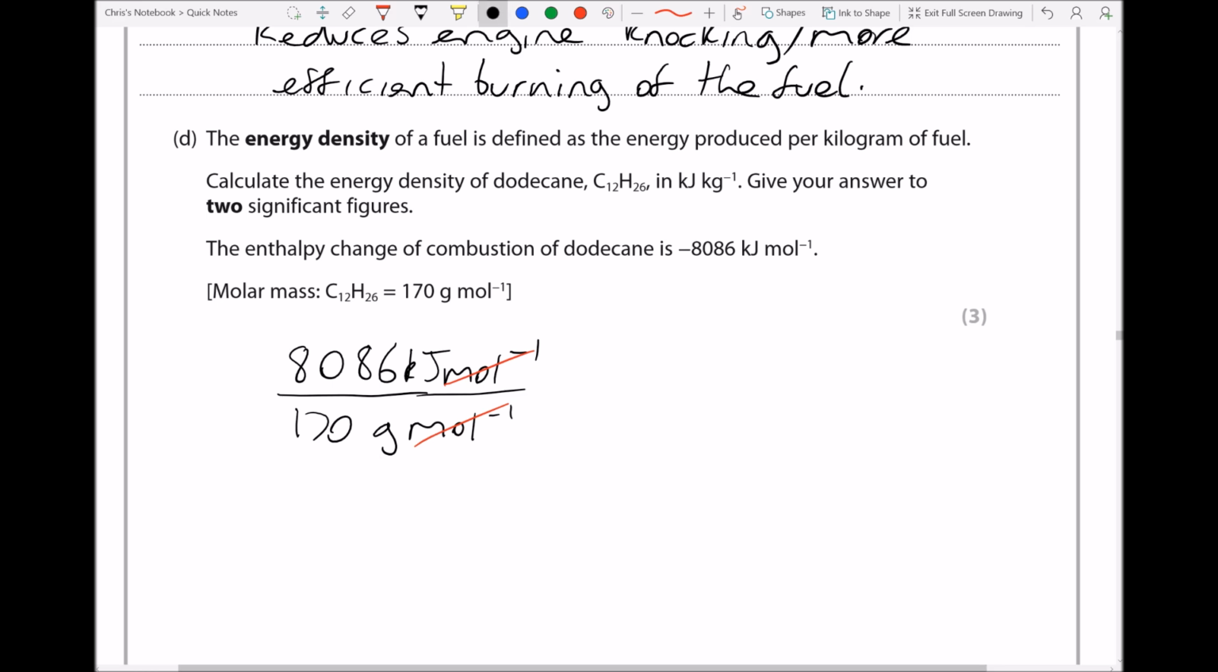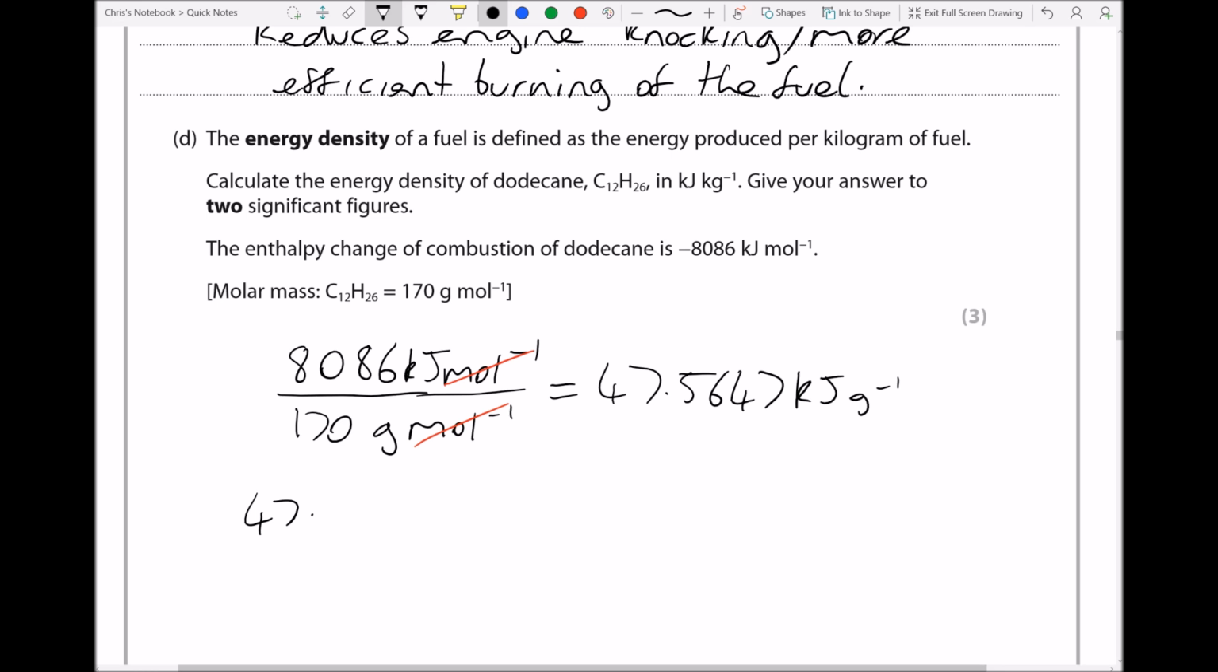So what we're going to do is work that out, and you should get a number of 47.5647. And that should be kilojoules per gram. Now the problem is we don't want it per gram, we want it per kilogram. So a way in which we can convert something where it says g to the minus 1 into kg to the minus 1 is I have to multiply this number by 1,000.